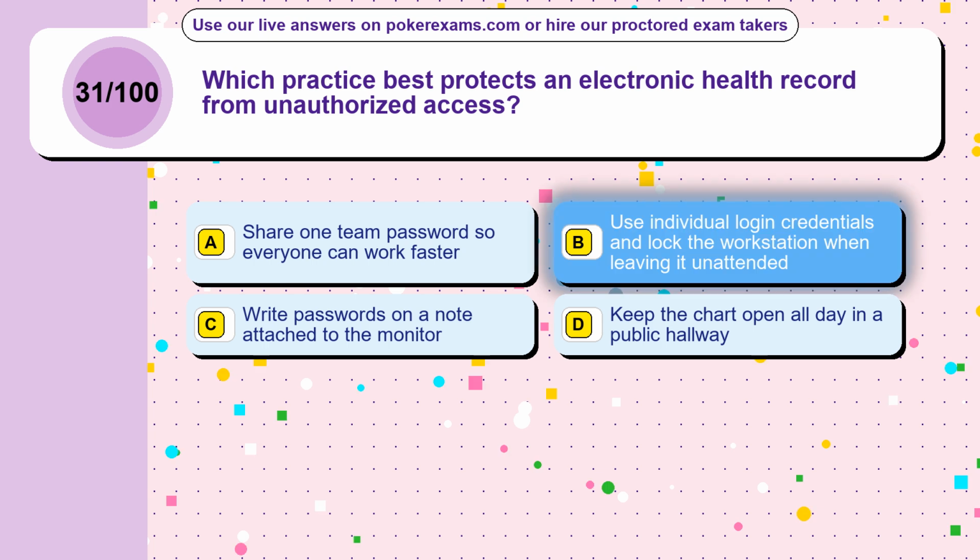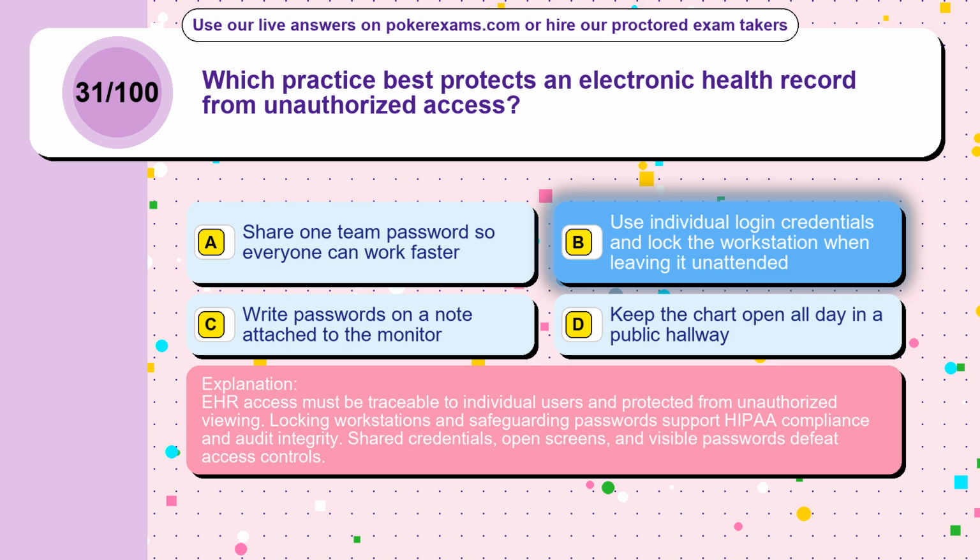The correct answer is option B. Use individual login credentials and lock the workstation when leaving it unattended. Access must be traceable to individual users and protected from unauthorized viewing. Locking workstations and safeguarding passwords support HIPAA compliance and audit integrity. Shared credentials, open screens, and visible passwords defeat access controls.